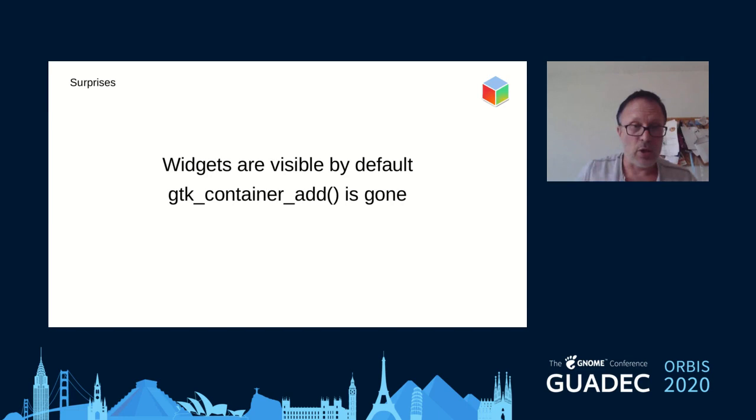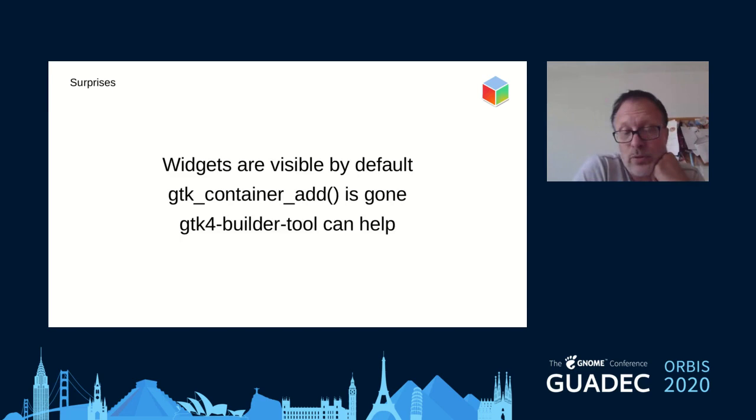And the good news is you are not affected by this if you're using a UI file to load your UI because the child element in UI files works just the same as before. There are some other changes in UI files that will need you to adapt them. For instance, the change from child properties to layout properties. But the good news there is that the GTK 4 builder tool can help you with this conversion.